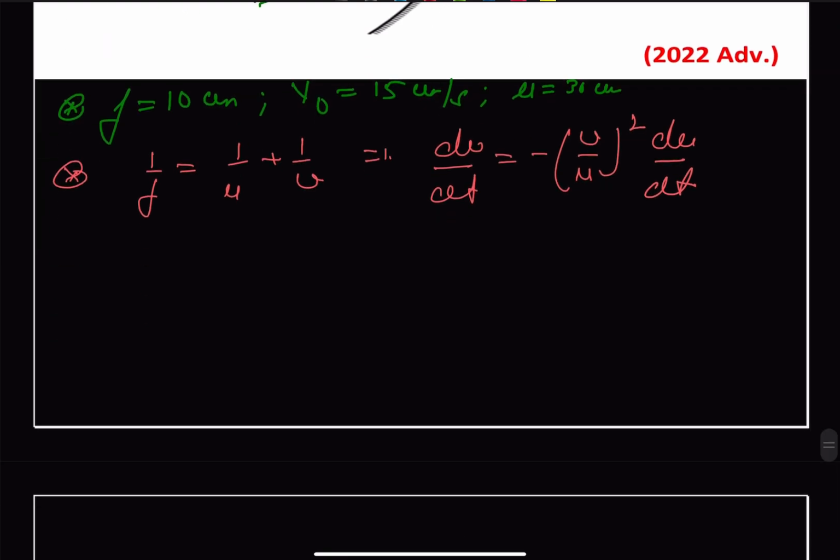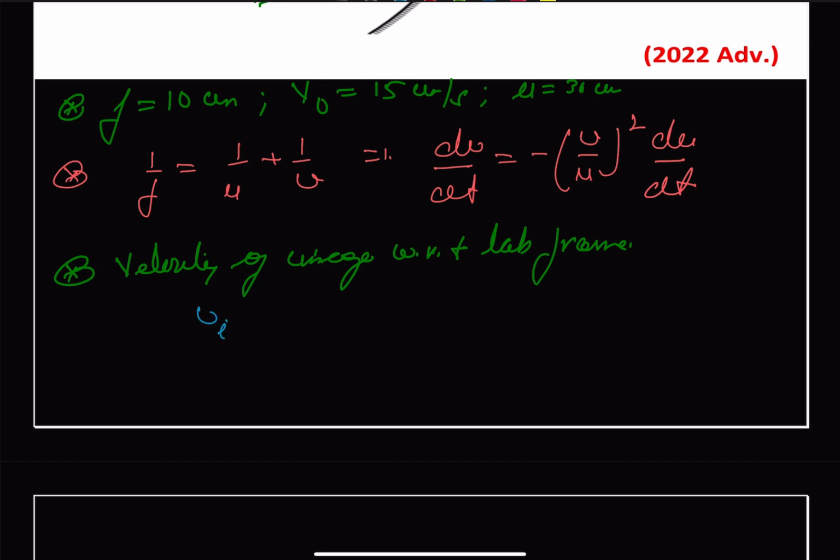So we can say that the velocity of image with respect to lab frame, let us suppose that is given as vi. So we can say vi will be equal to v prime plus velocity of the mirror, that is vm, and here v prime is velocity of image with respect to mirror.